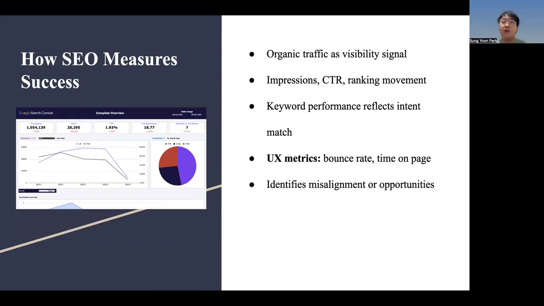SEO also became a major diagnostic tool for evaluating the success of my digital strategy. Organic traffic shows whether content is visible, and impressions, click-through rates, and ranking movement help me measure relevance. With keyword performance, I can see whether our content matches the questions users are actually searching for, and user experience metrics like bounce rate and time on page reveal whether visitors find the content valuable. Together, these signals help identify strengths, weaknesses, and opportunities for improvement in the strategy.